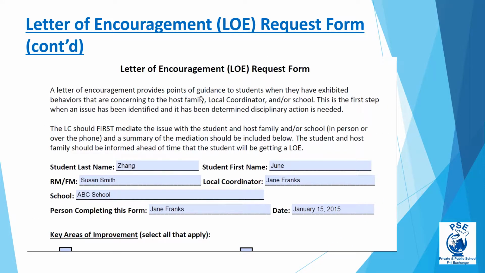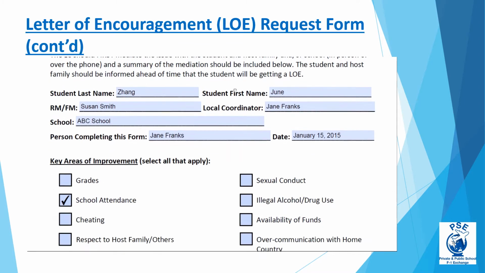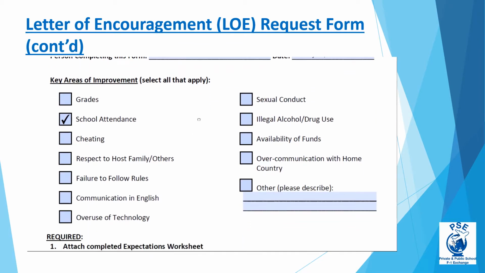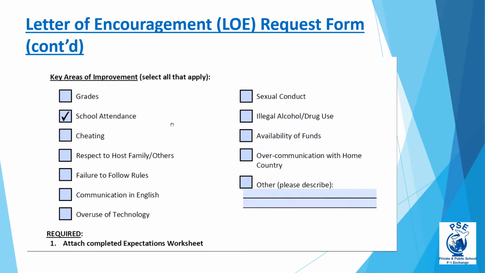Here is an example of a letter of encouragement request form, which can be found in the resources section of ZAP. First, you'll need to populate the fields requesting the student's name, regional manager and local coordinator's names, the school, the name of the person completing the form, and the date. Then, select any areas that need improvement, such as grades, attendance, following rules, communicating in English, or over-communication with home country as examples. In this example, you'll see that the student's key area of improvement is in school attendance.